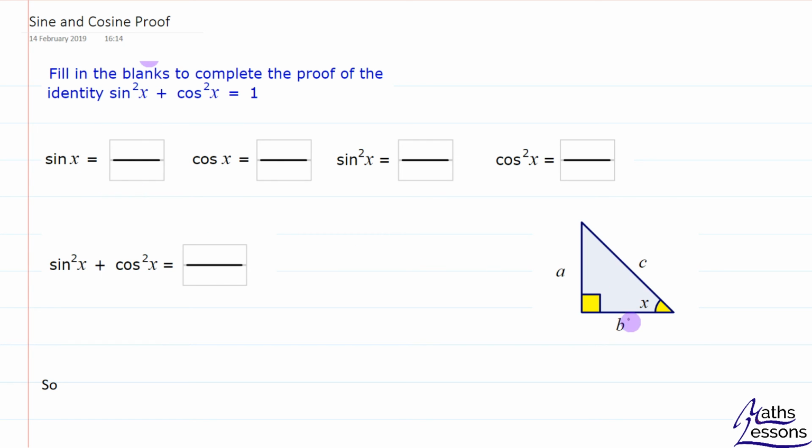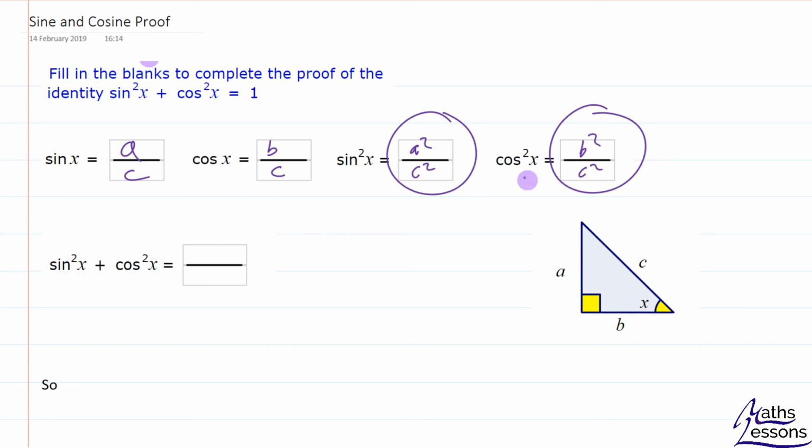So we know that sine is opposite over hypotenuse, so you get A over C. Cos is B over C, because adjacent over hypotenuse. So if you square that, we get A squared over C squared, and square that, we get B squared over C squared. So we add these together, sine squared plus cos squared. Well, it's got the same denominators, so I just get A squared plus B squared over the top, and I get C squared in the bottom.